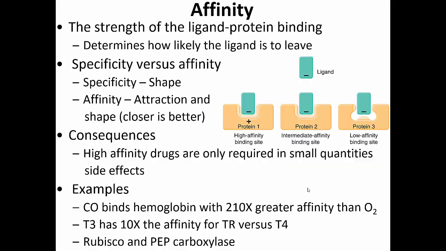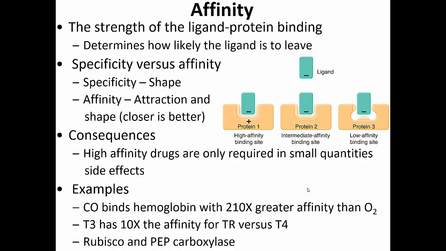We now spend some time talking about affinity, a topic that has great importance when we discuss ligand-protein interactions. Affinity describes the strength of the binding that occurs between a protein and a ligand. Essentially, it determines how likely the ligand is to leave. We've discussed affinity earlier, both in our course and in this particular lecture, in the context of, for example, the estrogen receptor. The estrogen receptor binds with relatively high affinity to its intended ligand, 17-beta estradiol.